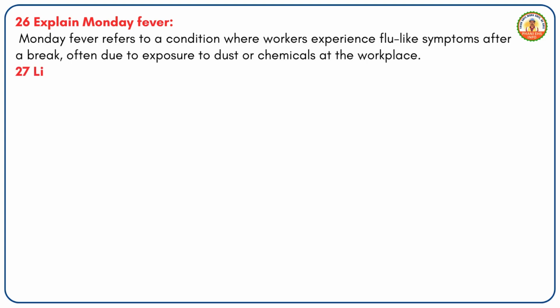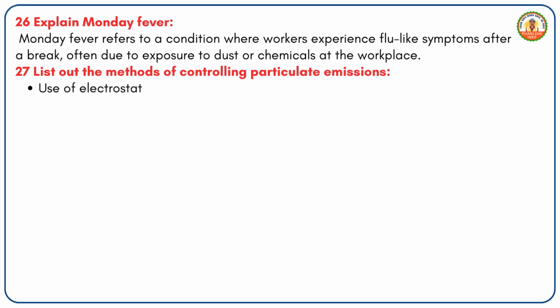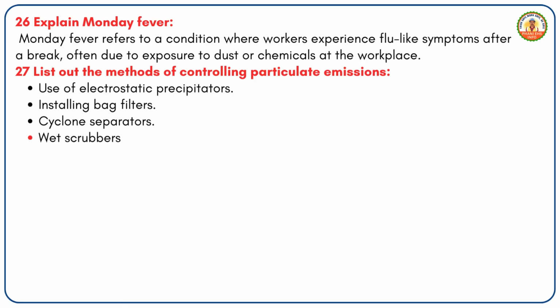27. List out the methods of controlling particulate emissions. Use of electrostatic precipitators. Installing bag filters. Cyclone separators. Wet scrubbers.